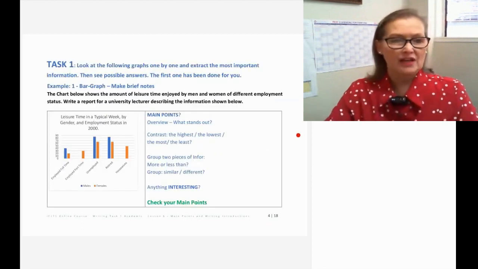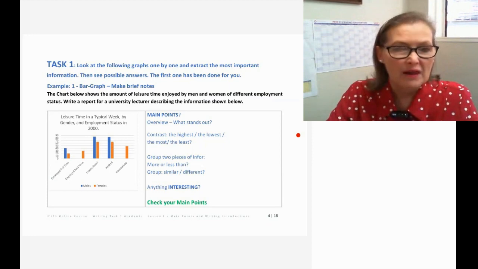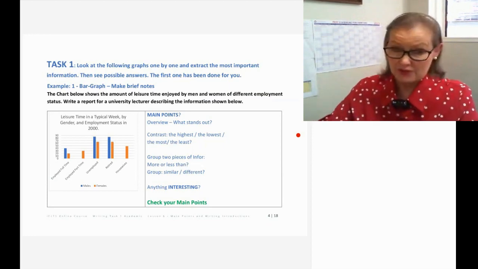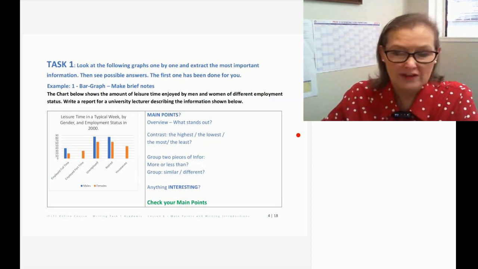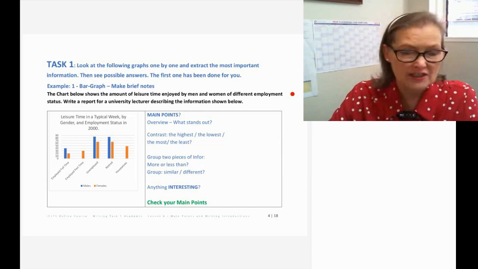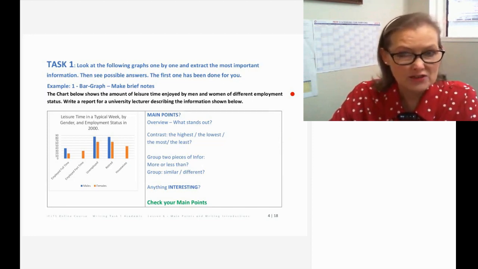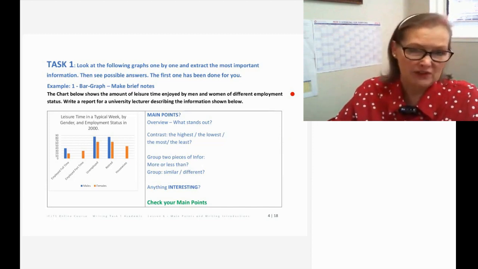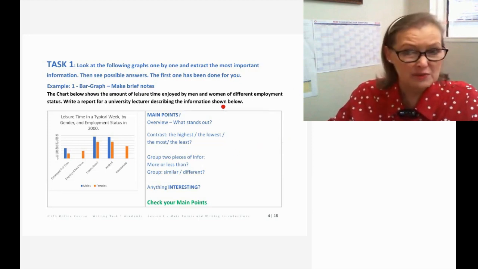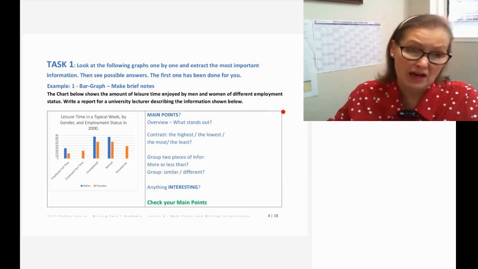So let's have a look at task 1. Tonight, you're going to do some work, and what I've got is a number of graphs, and I want you to pull out the main points. So let's read the instruction together. Look at the following graphs one by one and extract the most important information. And then we'll have a look at some answers. So the first one I've done for you, and here we're looking at a bar graph.